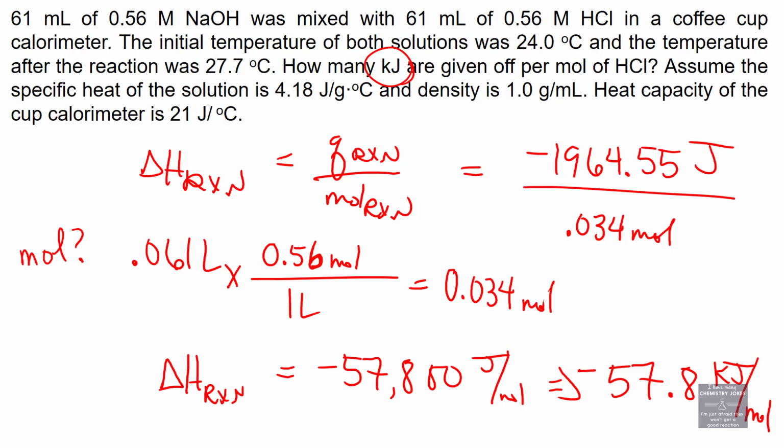The end. The hardest part about calorimetry is determining whether you're finding Q of the reaction or Q of the calorimeter and knowing that they are equal and opposite. From there, it's just formulas and figure it out. We can do this. Let's do this.